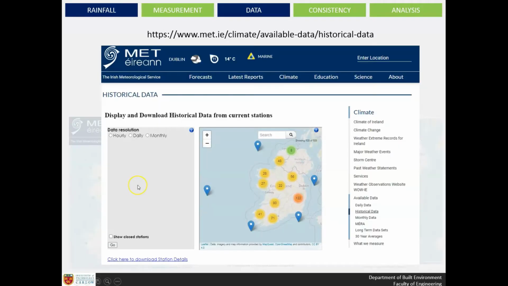And all these data sources, I'm sure you're all familiar with it already, are available from the Met Éireann website. So here's their web portal where you can click, say, hourly, daily, or monthly data and download them. So that's for downloading time series data, either hourly or daily.